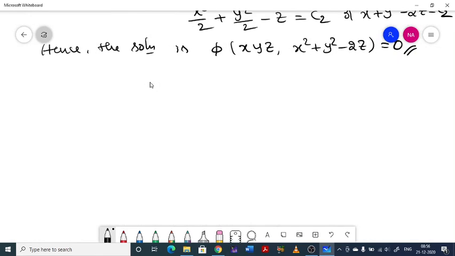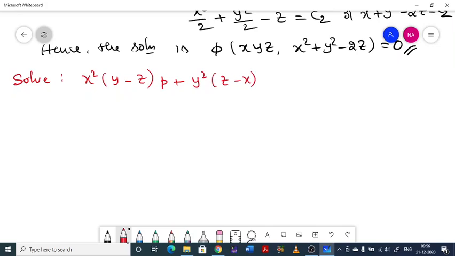There is one more equation. Solve x square into y minus z p plus y square into z minus x q equal to z square into x minus y. Solution.